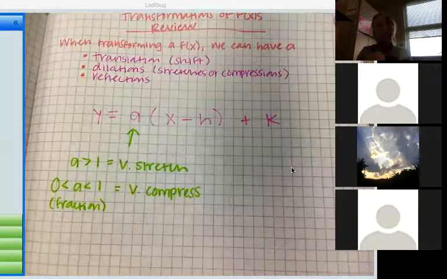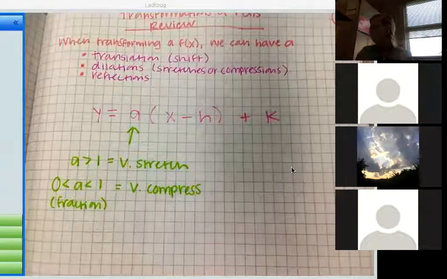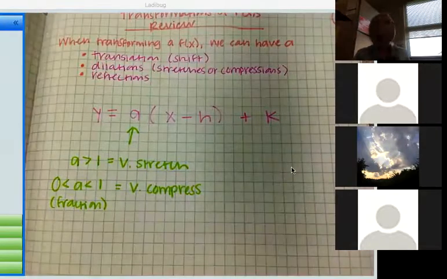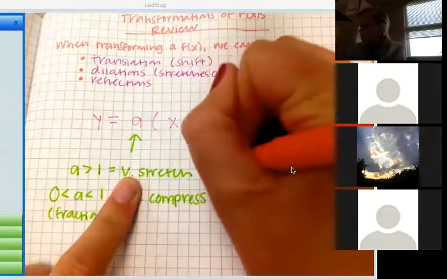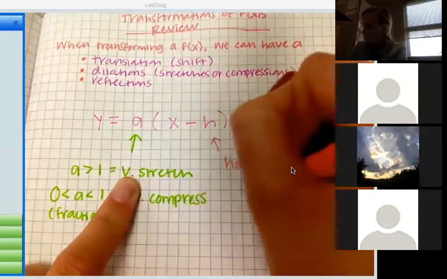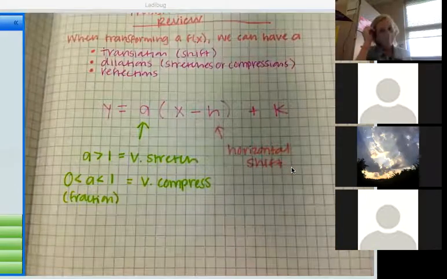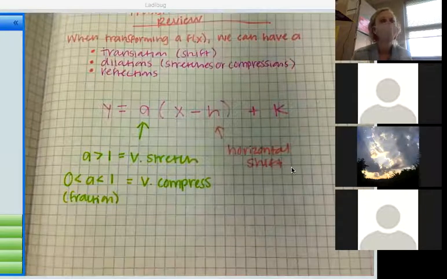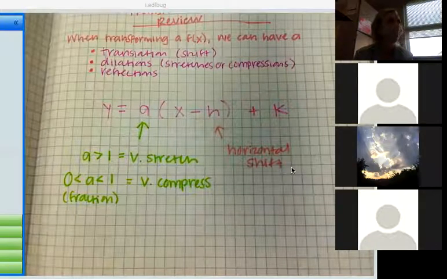Stretches, compressions. What does the H do on the inside? What kind of translation? Good, KJ. So this is your horizontal shift. And you can call it a shift. I'm totally fine with that. And what is special about our horizontal shifts? Y'all are like, I don't know. Please tell me. You do know.